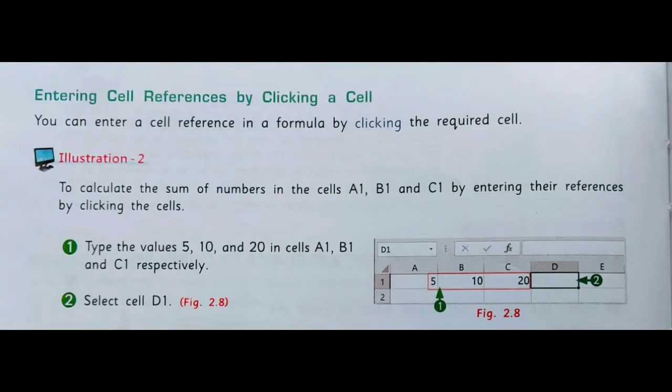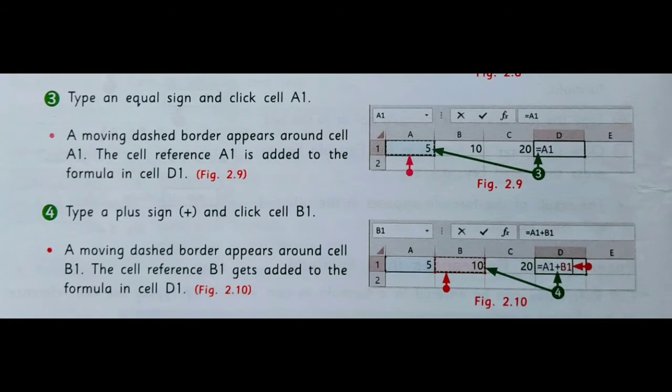To calculate the sum of numbers in the cells A1, B1 and C1 by entering their references by clicking the cells, type the values 5, 10 and 20 in cells A1, B1 and C1 respectively. Select cell D1. On the third step, type an equal sign and click cell A1. A moving dashed border appears around cell A1. The cell reference A1 is added to the formula in cell D1.